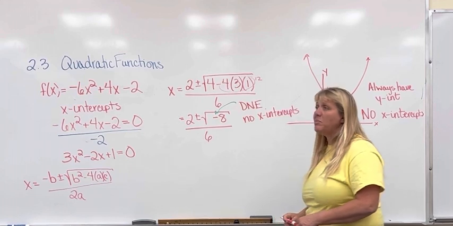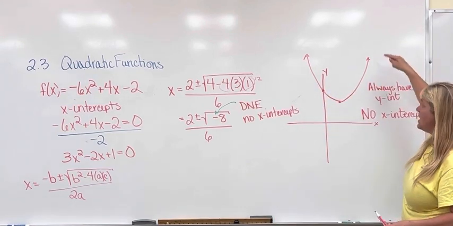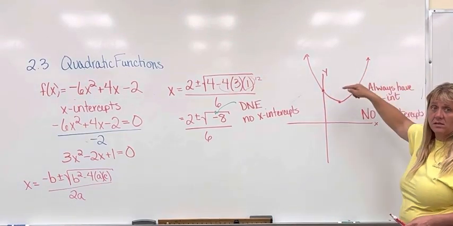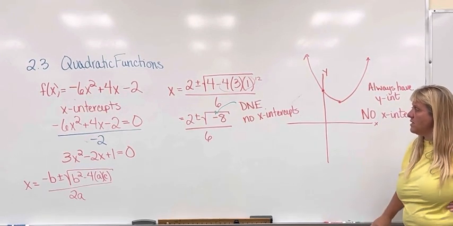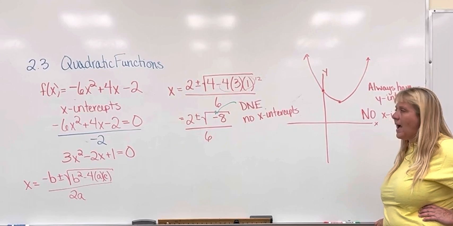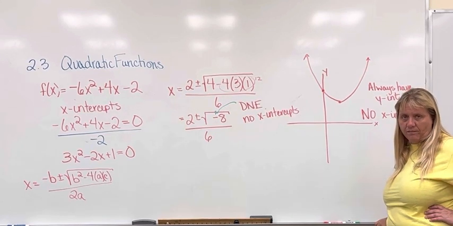That will definitely happen from time to time, because we certainly could see a parabola that looks like this. Definitely could see that. So that is where the absence of the x-intercepts comes from.